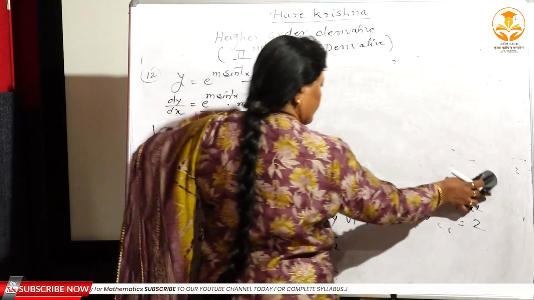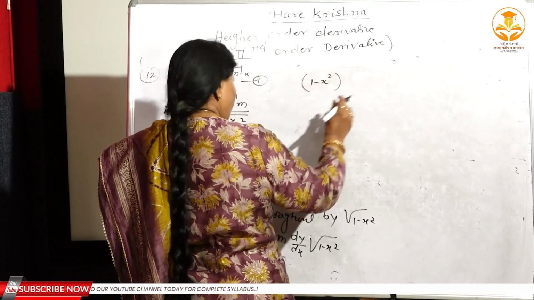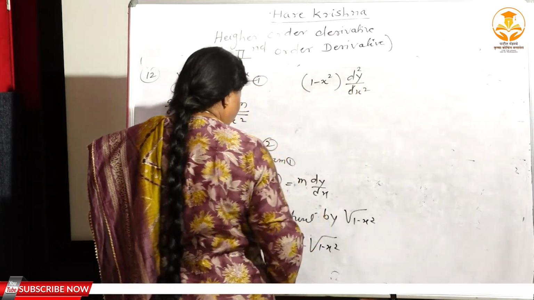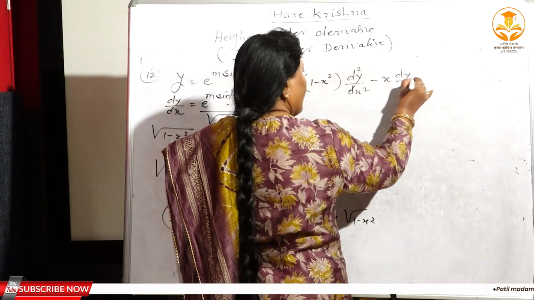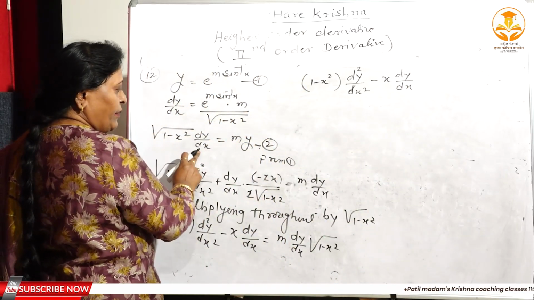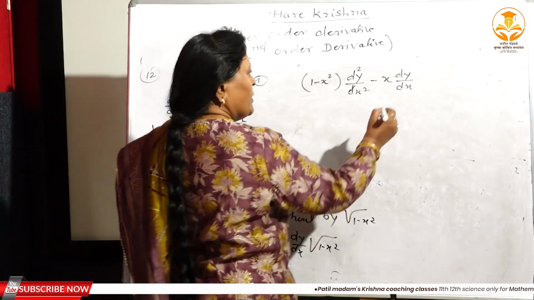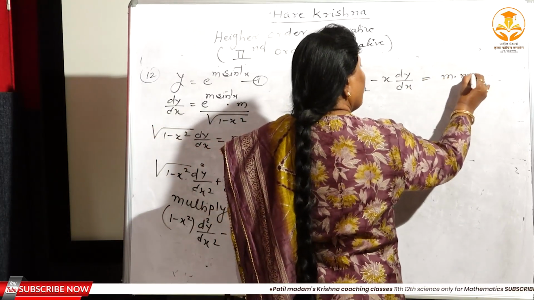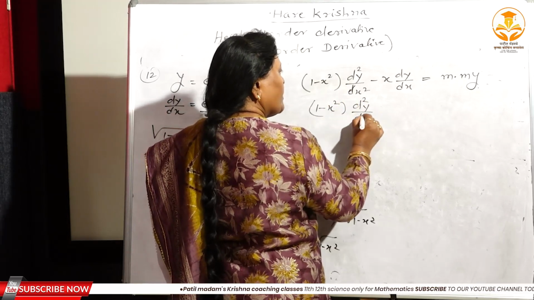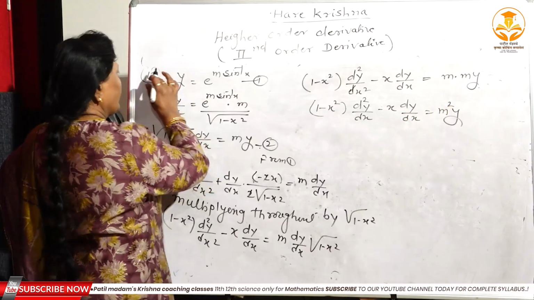Right? Now see, 1 minus x square d2y divided by dx square, right, minus x dy by dx. Now if you observe this, root of 1 minus x square dy by dx, root of 1 minus x square dy by dx is nothing but m y, and this is m, and m y you can put. Therefore here you have got the result: 1 minus x square d2y divided by dx square minus x dy by dx is equal to m square y.